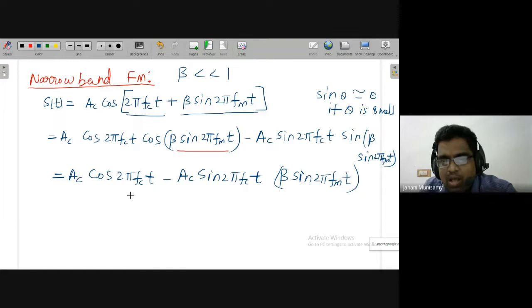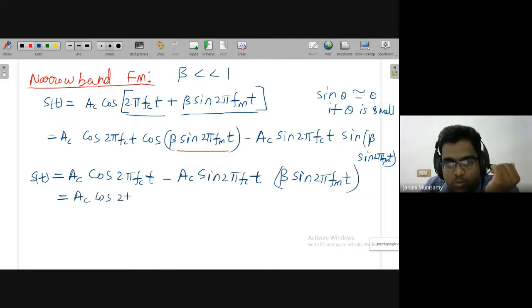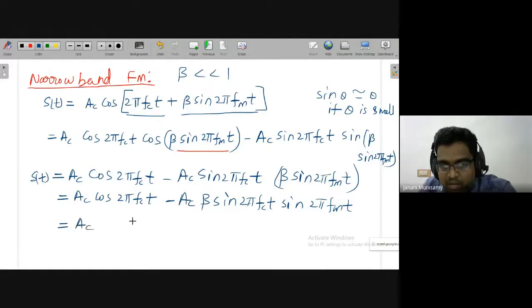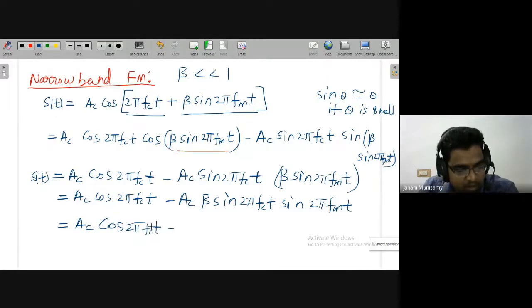So now I got some expression which is somewhat similar to the AM equation, except this minus sign and beta. In the previous case of AM we got mu. Once again I will rewrite this: AC cos 2 pi FCT minus AC beta sin 2 pi FCT sin 2 pi FMT. Now also you can apply the sin A sin B formula. Sin A sin B is equal to cos(A minus B) minus cos(A plus B). So I will apply that formula.